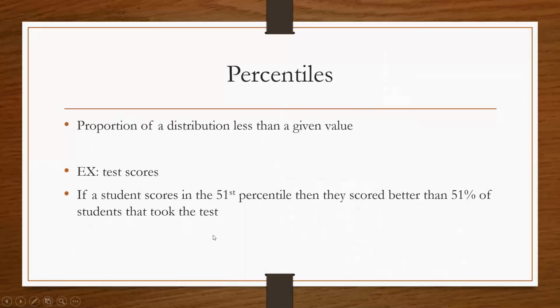All right, next up, we've got percentiles. So basically what a percentile is saying is it's a portion of a distribution that's less than a given value. So a very common example is test scores. If a student scores in the 51st percentile, then they scored better than 51% of the other students that took the test.